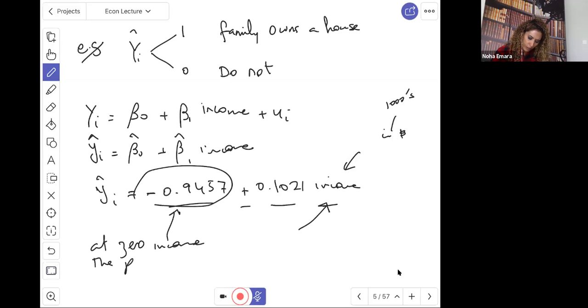The probability of owning a house is equal to negative 0.9457. Of course, we know that a probability can never be negative, okay? So in this situation, we treat the value as 0, and we conclude that with 0 income, there is a 0 probability that a family owns a house.